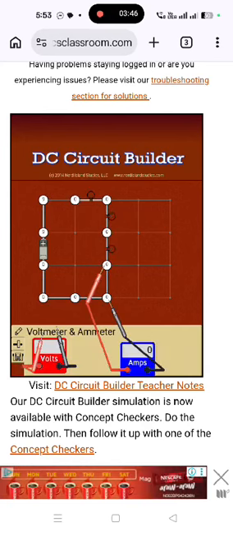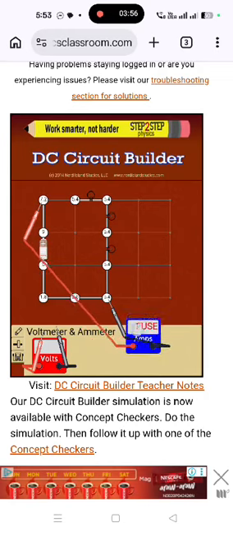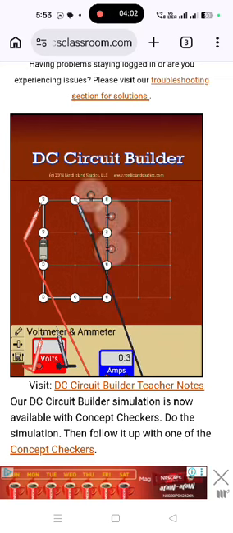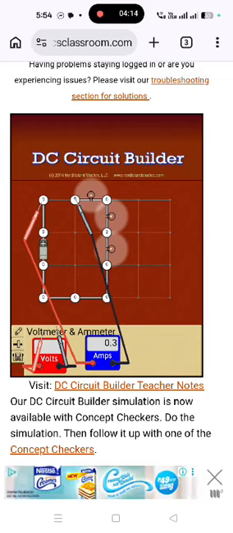What about in the next? This is for connecting the wire to the positive terminal and then the other one to the negative terminal. So you can see the value is 0.3 of the current.